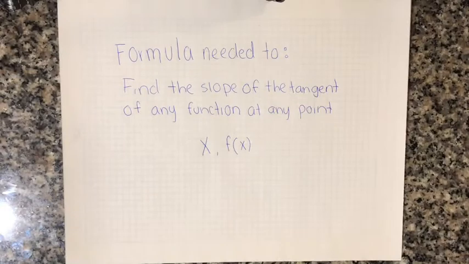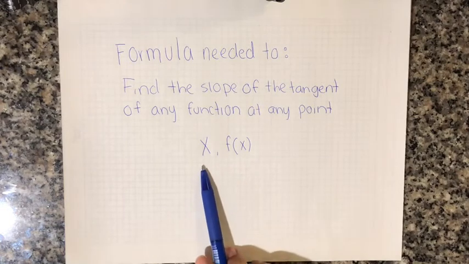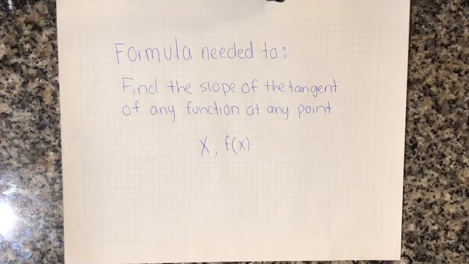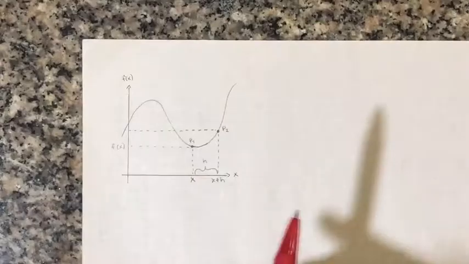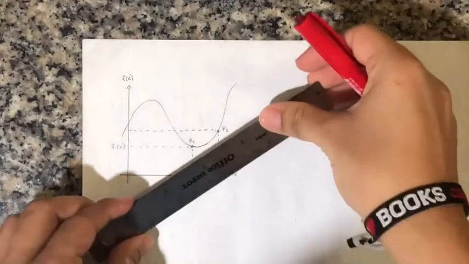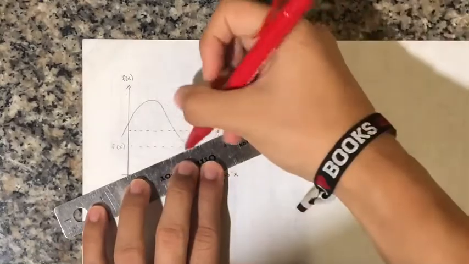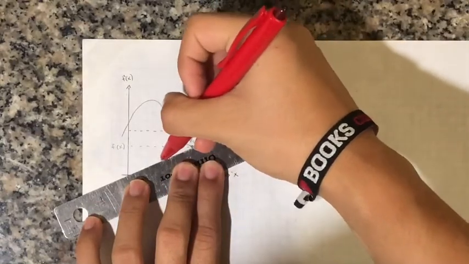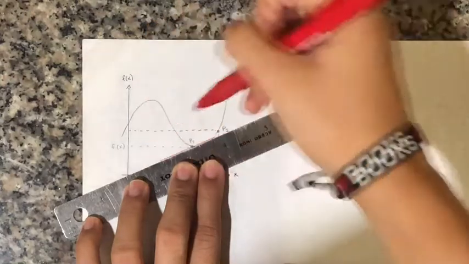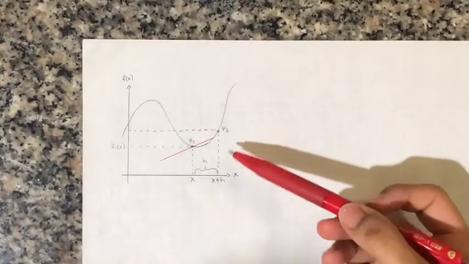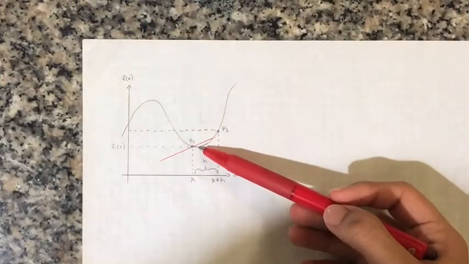We need to find the formula that helps us find the slope of the tangent of any function at any point. It has this form, f(x). x could be any value, really: 2, 3, 4, 5, it doesn't matter. What we want to calculate is the slope of the tangent line. Let me draw it. The slope of this line, the tangent line.